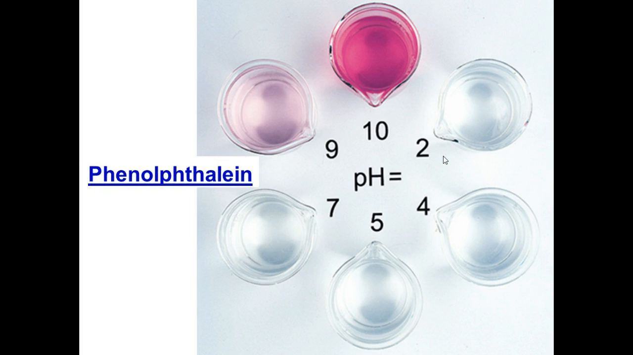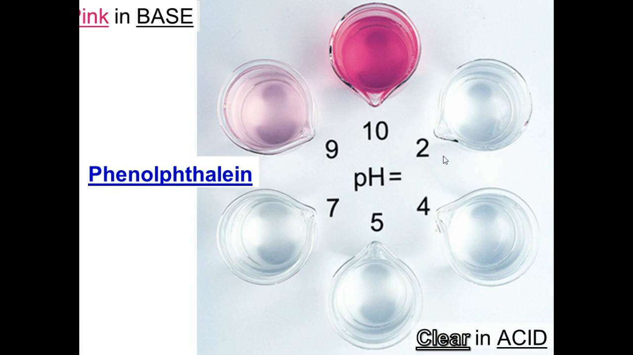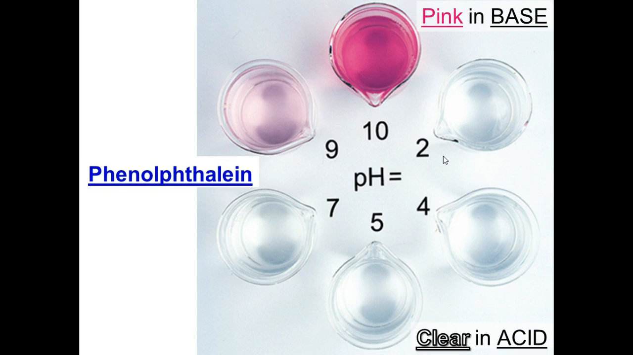So a common indicator we use for titrations is phenolphthalein. Phenolphthalein is clear in acid and it's pink in a base. So it's often useful when we're trying to find the concentration of an acid, because it's clear in an acid. So when we add a base to it, once it becomes a little basic, it'll turn pink. So that's why phenolphthalein is used.